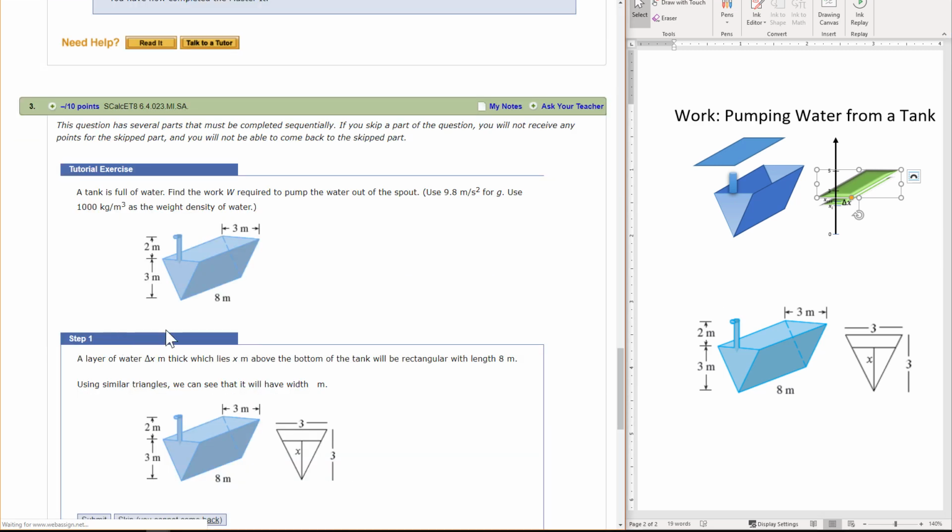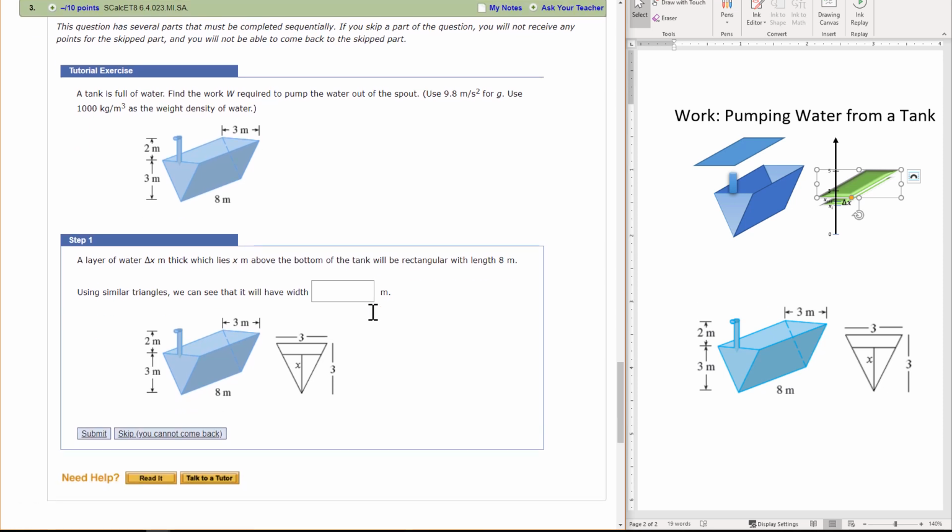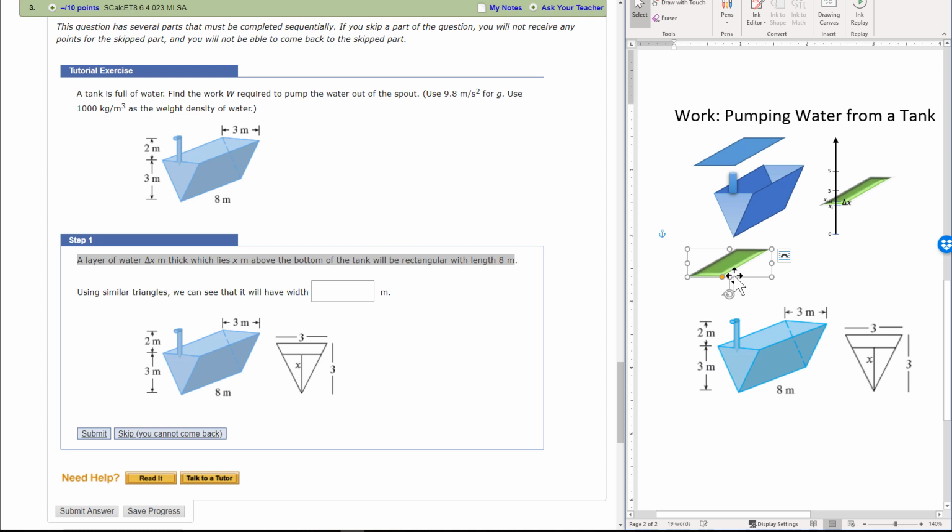Let's see what kinds of questions will help us get through this problem. It says here, a layer of water that's delta x meters thick, which lies x meters above the bottom of the tank, will be rectangular with length 8 meters. So the length of this thing is 8 meters. Let's take a look at one of these slabs, for example. This slab has a length of 8 meters.